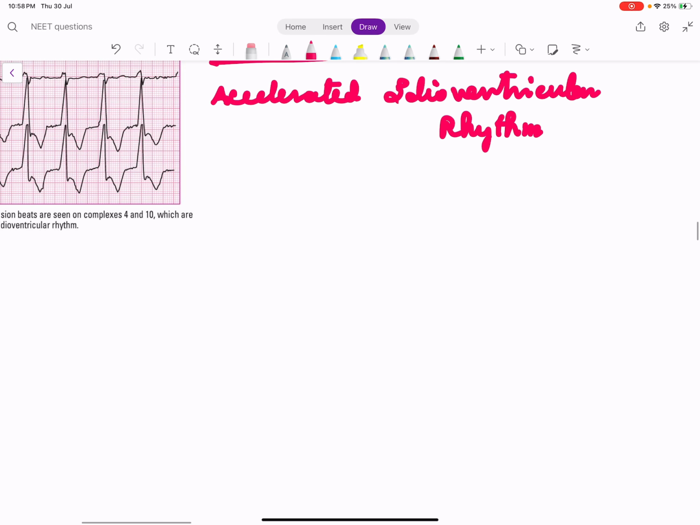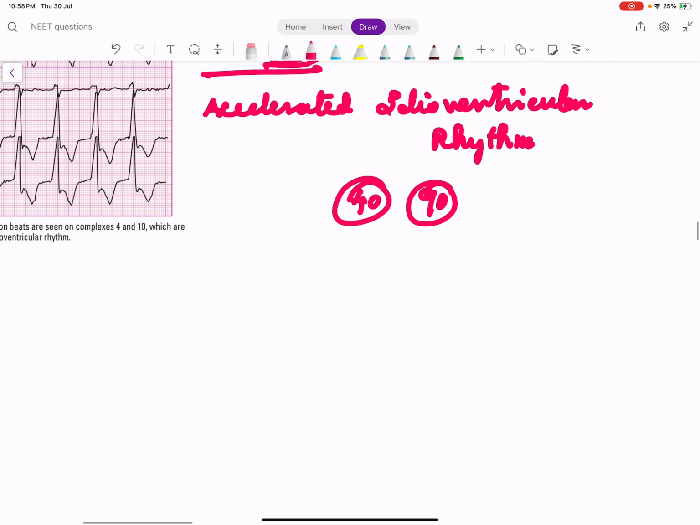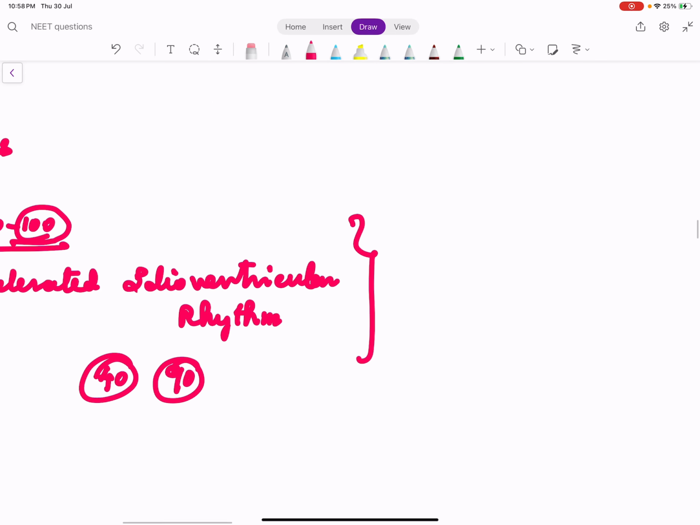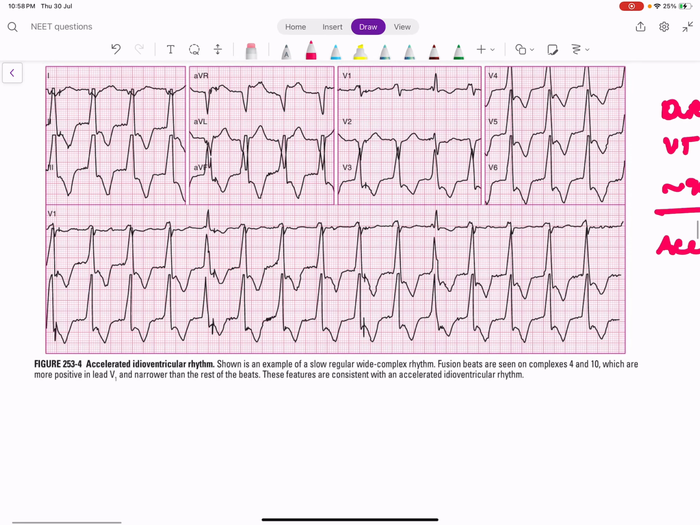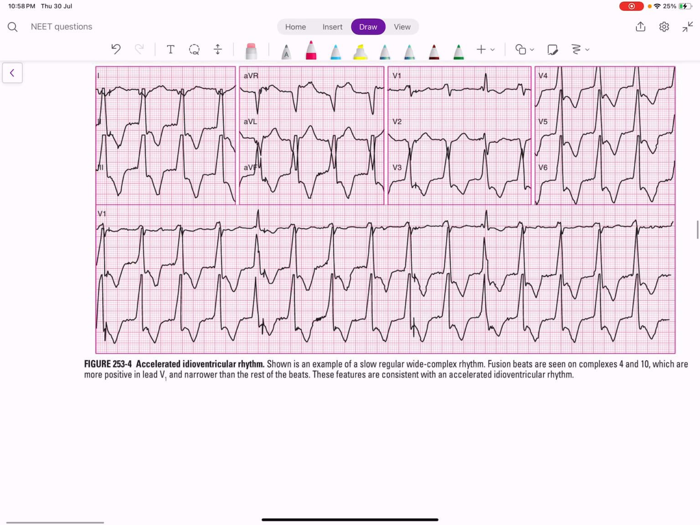Remember we discussed about ventricular rhythm, and the actual ventricular rate has to be 40. So this is originating from ventricle, but the rate is 70 or 90. So it's called as an accelerated idioventricular rhythm. It is usually seen post cardiopulmonary resuscitation. So this has been asked previously, that's why I kept this. So don't confuse that this is a VT. Please calculate the rate first. Only then you should proceed in interpreting. This is an accelerated idioventricular rhythm.